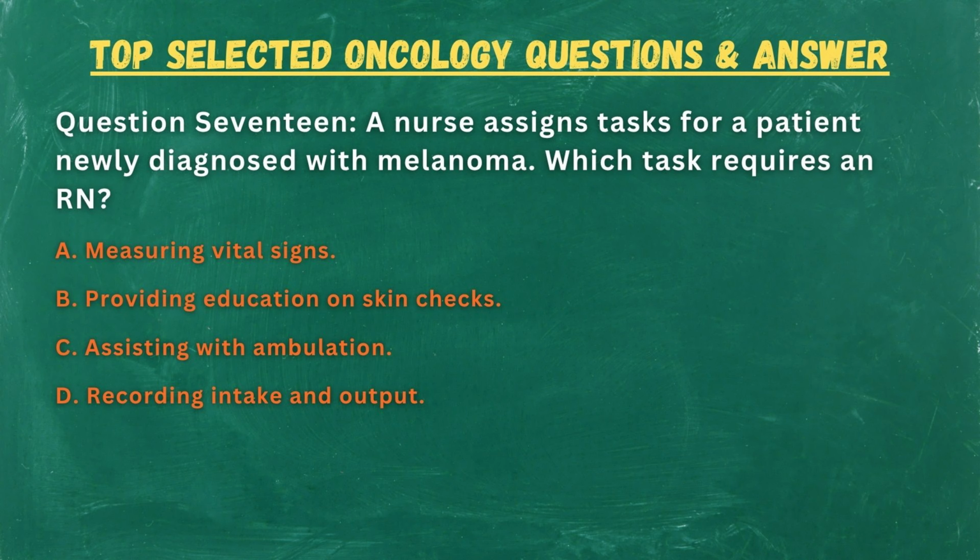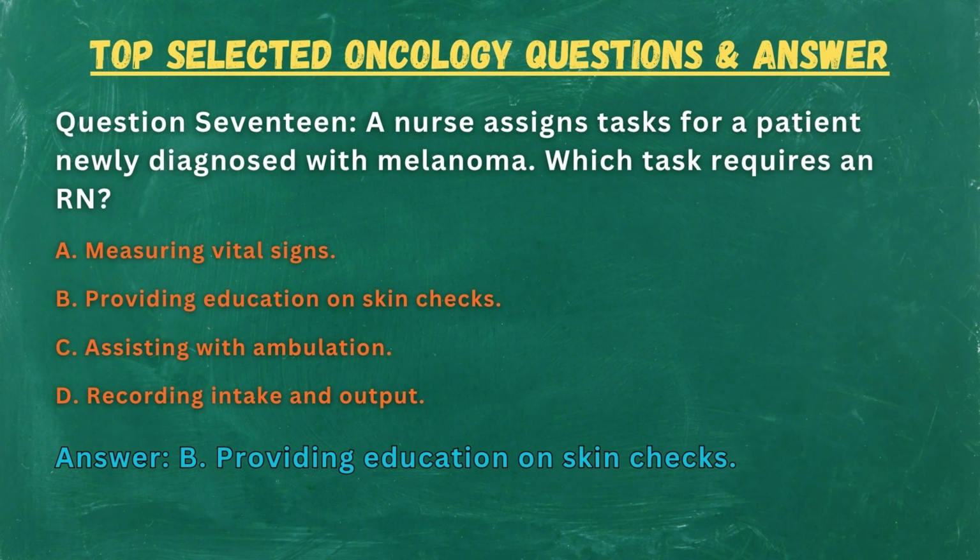Question 17. A nurse assigns tasks for a patient newly diagnosed with melanoma. Which task requires an RN? A. Measuring vital signs. B. Providing education on skin checks. C. Assisting with ambulation. D. Recording intake and output. Answer: B. Providing education on skin checks.